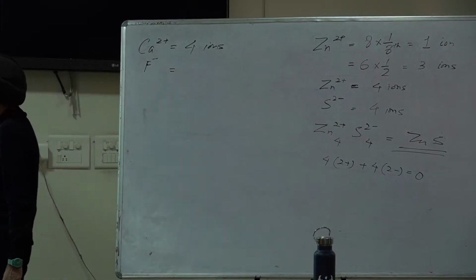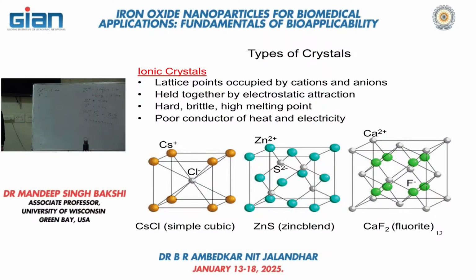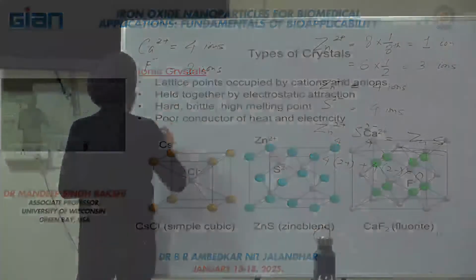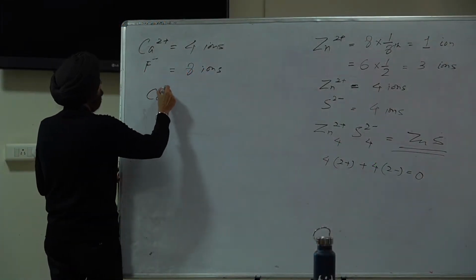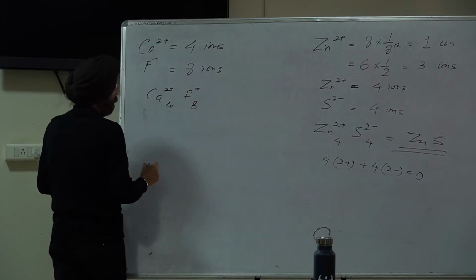Now, fluoride, how many ions? 8. And what is the bonding or what is the geometry for the fluoride ion? Tetrahedral again, right? So therefore, inside the cubic structure, you will say there are 8 ions. So I can say calcium 4, fluoride 8.